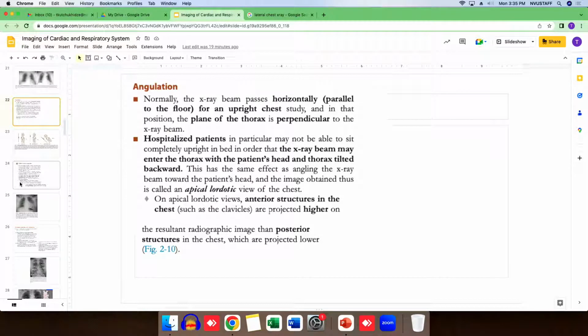For example, if the patient is standing in the perpendicular plane, all of the X-ray beams are going in a straight line, right? And that's normal. However, if we are taking it horizontally, with the patient lying horizontally, the X-ray beams are not going the same length to all the chest structures, right? So in that case we will have the anterior structures projected higher than the posterior structures.